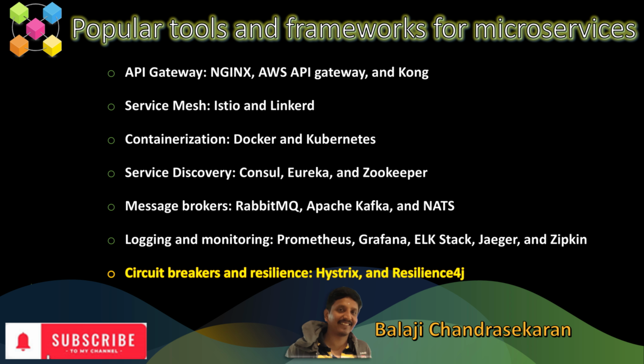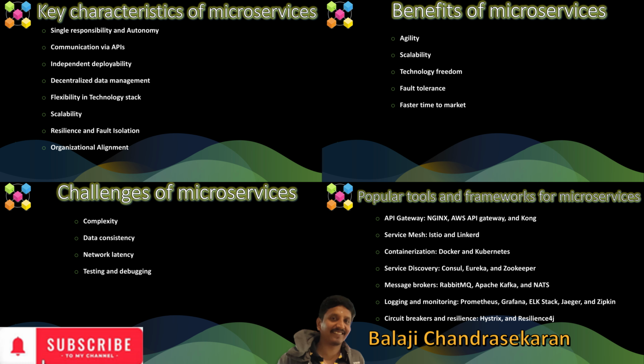Circuit breakers and resilience patterns like circuit breakers, Hystrix, and Resilience4J prevent cascading failures across microservices by handling faults gracefully. Microservices have gained popularity because they allow organizations to build flexible, scalable, and maintainable software systems.